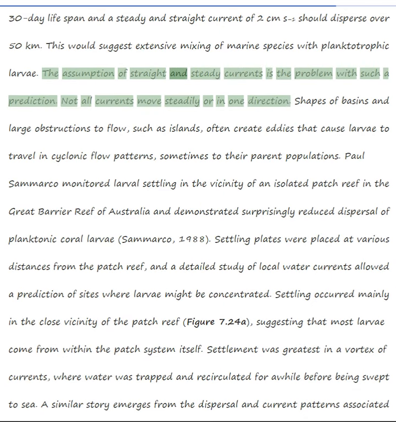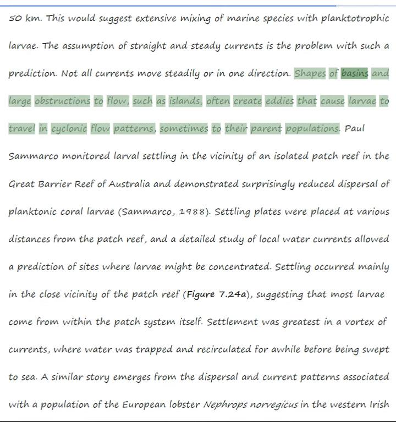The assumption of straight and steady currents is the problem with such a prediction. Not all currents move steadily or in one direction. Shapes of basins and large obstructions to flow, such as islands, often create eddies that cause larvae to travel in cyclonic flow patterns, sometimes to their parent populations.